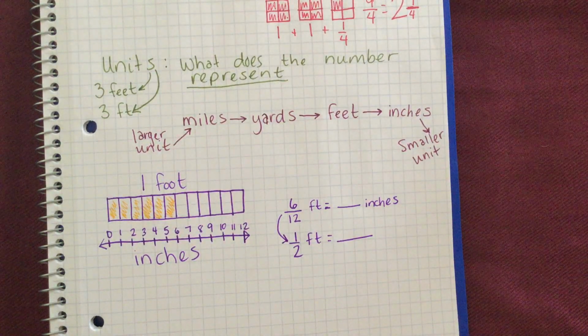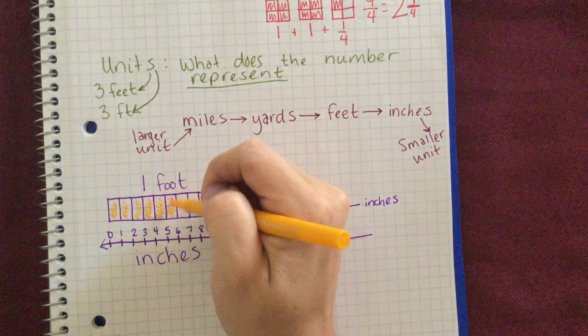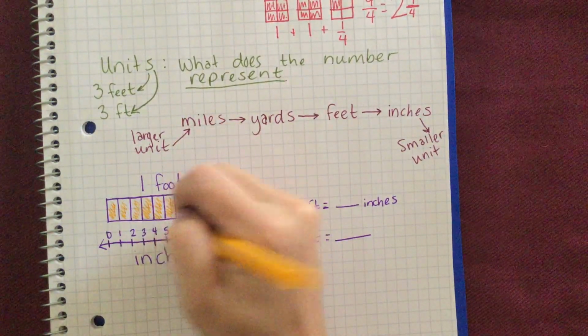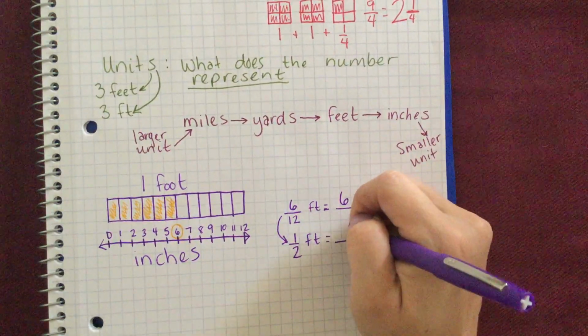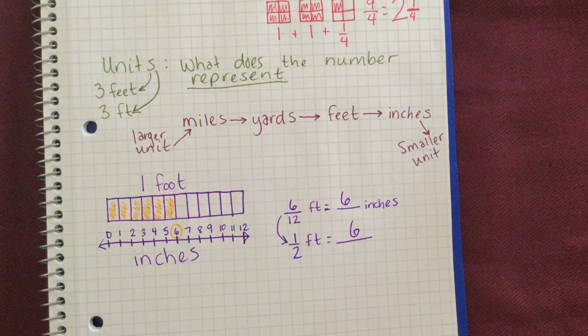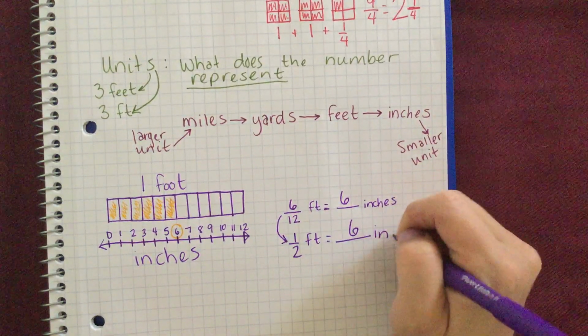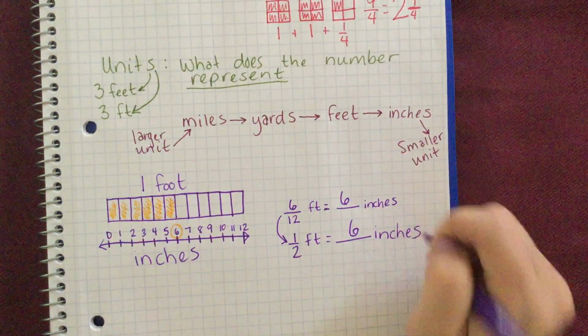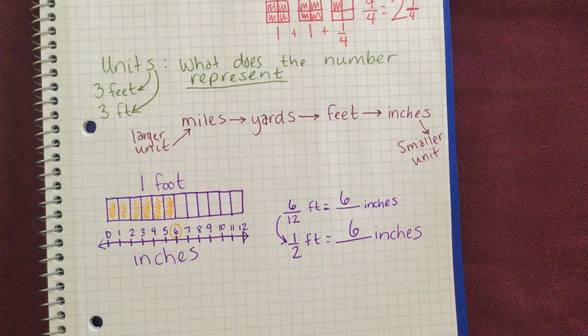So how many inches is that? Where did we end up landing? On 6 inches. So 6/12 of a foot, or 1/2 of a foot, is equal to 6 inches. Awesome.